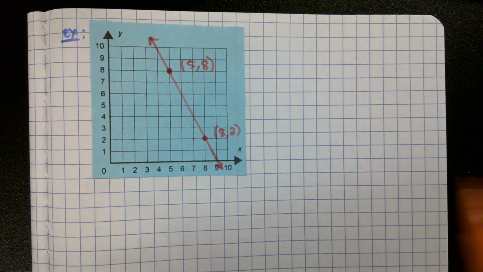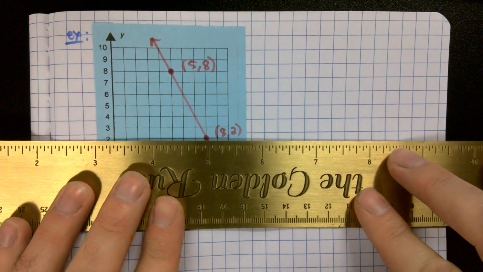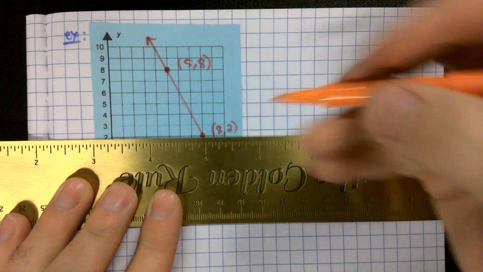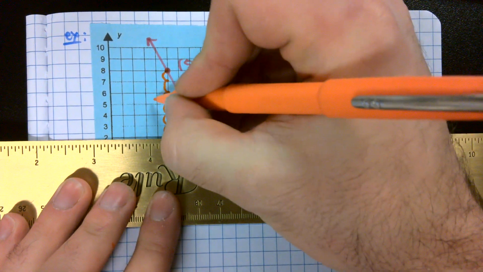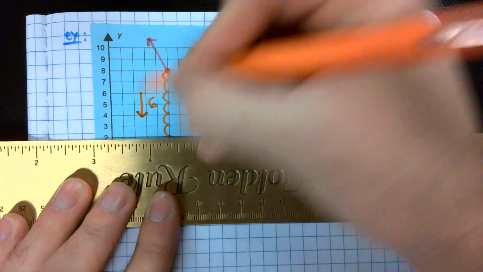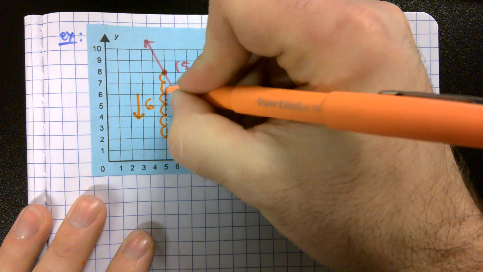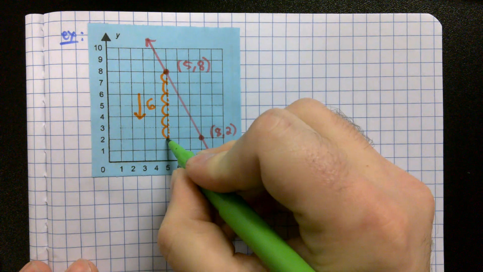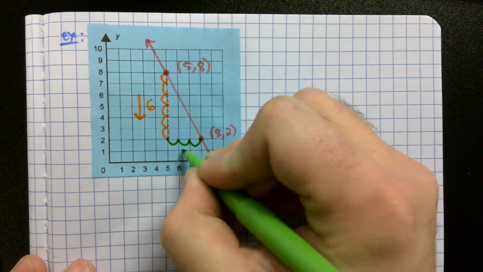But what direction are we rising if we want to be in line with 8, 2? Up or down? Down. Let's count it out. 1, 2, 3, 4, 5, 6. We went 6 units down. From there, are we going to go right or left? Right. We're trying to land on this point, so we're going to go to the right. 1, 2, 3.